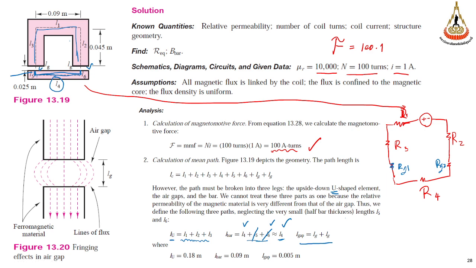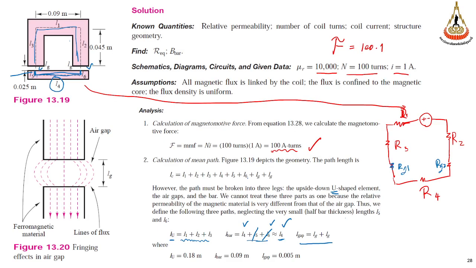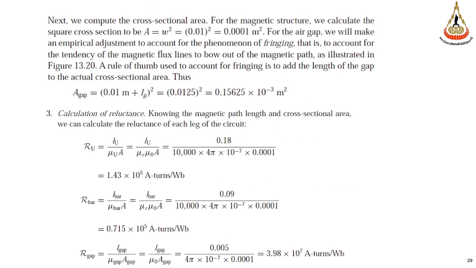You can add this value, also add this value, but we use this; it is very small. This part is 0.0005 divided by 2. So we use the mean path to calculate. Then we get the reluctance of the U-shape and the bar, and the air gap. Then we calculate the reluctance.